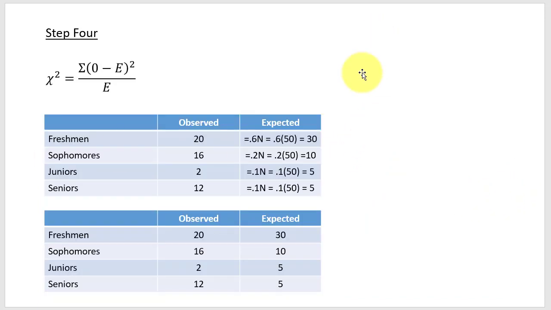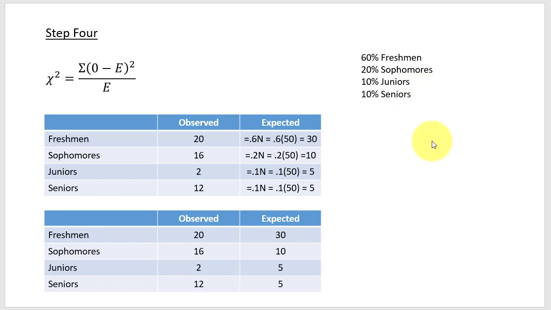In step number 4, we're going to do some calculations. So for now, we're going to set up our table that helps us to identify the observed versus expected frequencies. In this particular case, in order to find the observed and expected frequencies, we refer to the example, which gives us our observed frequencies. And we just plotted these here. We observed 20 freshmen, 16 sophomores, 2 juniors, and 12 seniors. Now, when we calculate the expected frequencies, we use that same proportion that we talked about earlier. So it is 60% freshmen, 20% sophomores, 10% juniors, 10% seniors.